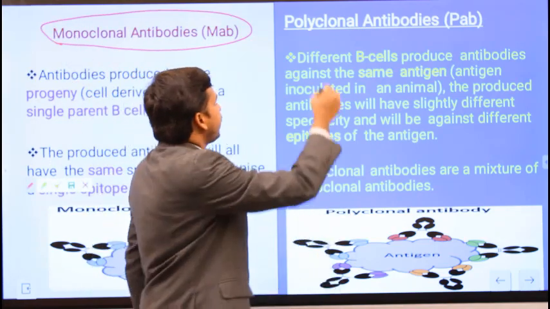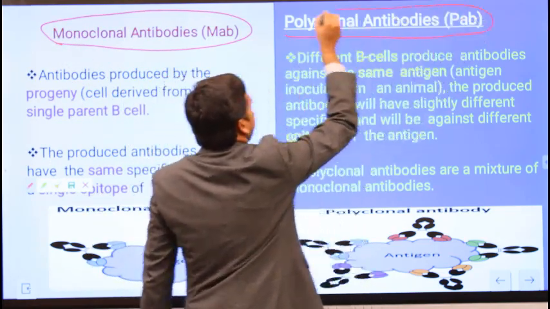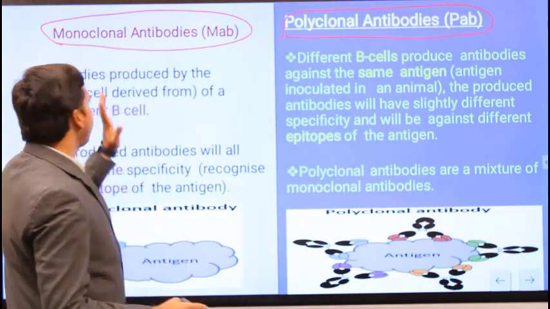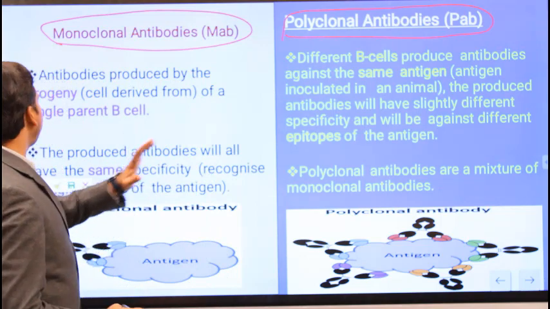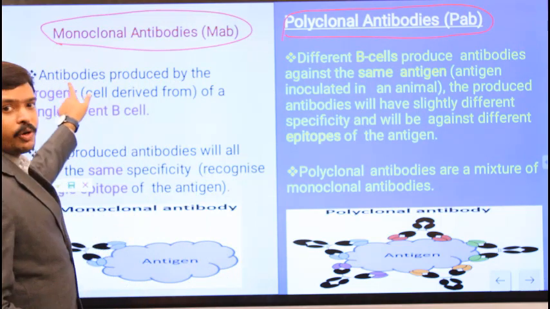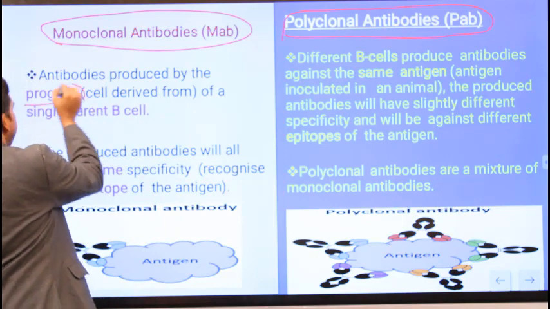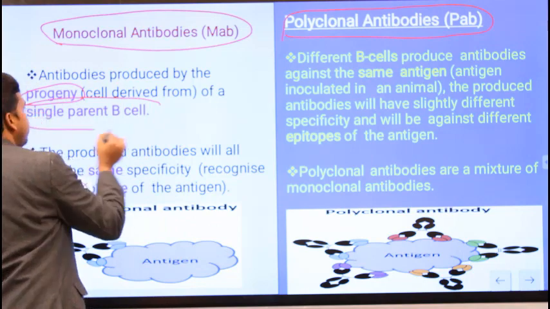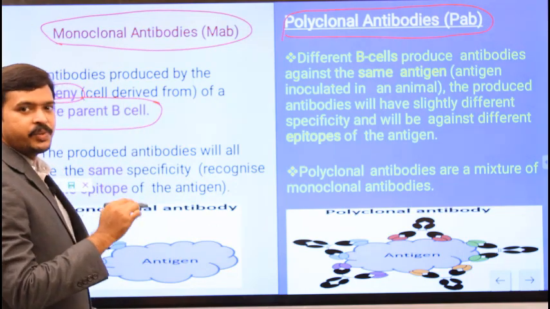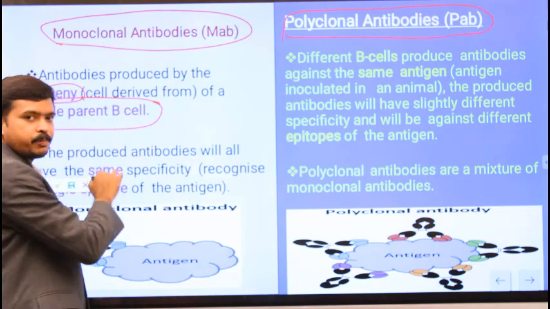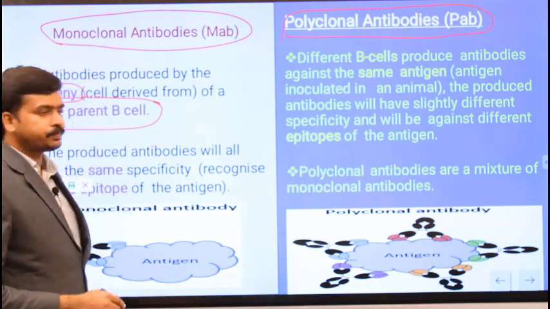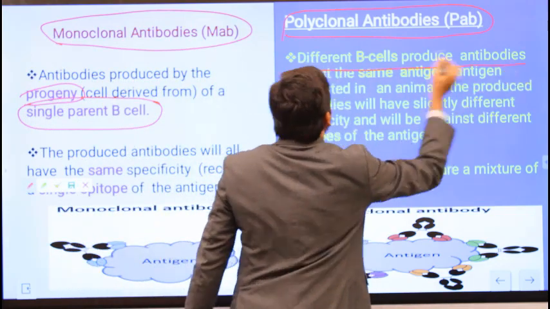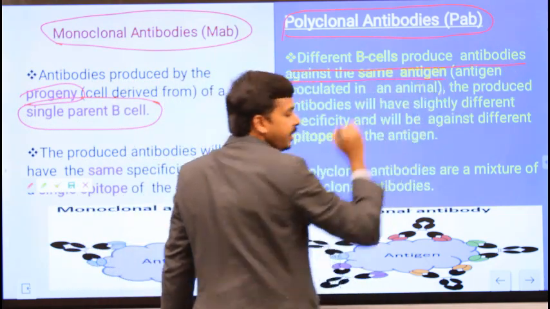Whereas coming to the next part, that is polyclonal antibody. I hope you all know the differentiation between monoclonal and polyclonal antibody. The major difference, if you see here, antibodies produced by a progeny, so the generation which you get from a single parent B cell. The main difference comes here. If it is from a single type of B cell, we call it monoclonal. Or when it comes to polyclonal, different B cells produce antibodies against the same antigen.